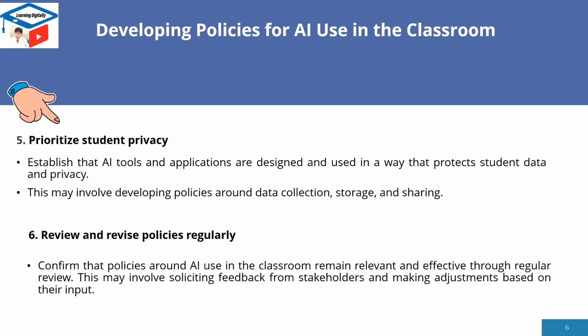And number five, prioritize student privacy. Establish that AI tools and applications are designed and used in a way that protects student data and privacy. This may involve developing policies around data collection, storage, and sharing. And number six, review and revise policies regularly. Confirm that policies around AI use in the classroom remain relevant and effective through regular review. This may involve soliciting feedback from stakeholders and making adjustments based on their input.